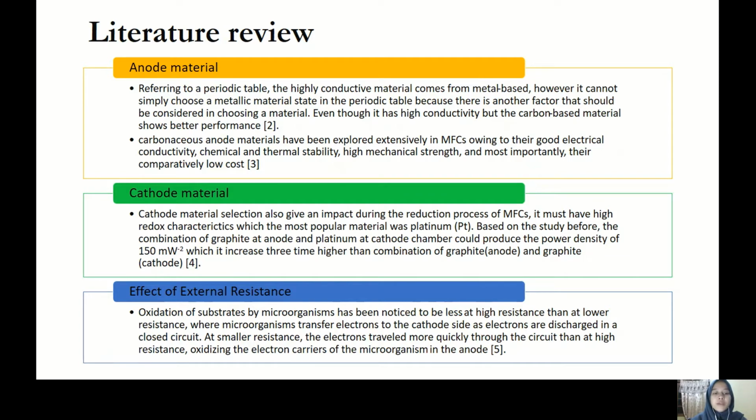For the effect of external resistance, we know the oxidation process by microorganisms has been noticed to be less at high resistance than at lower resistance, where microorganisms transfer the electrons to the cathode side through an external circuit connected to a resistor. So at a smaller resistor value, the electrons travel more quickly through the circuit than at a high resistance value.